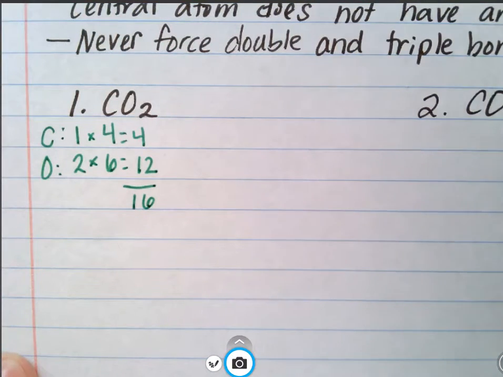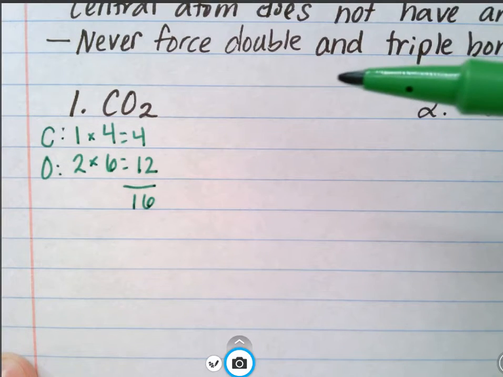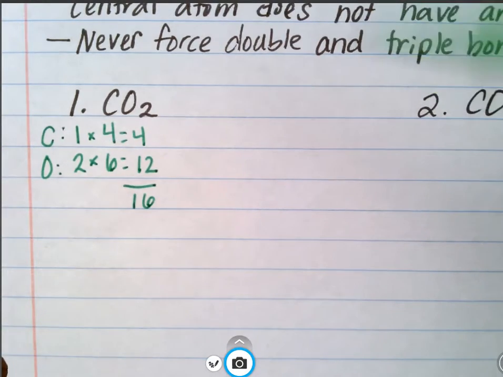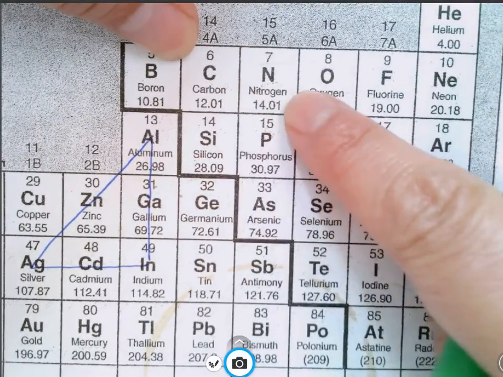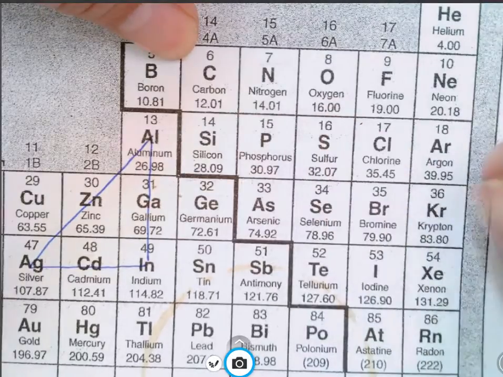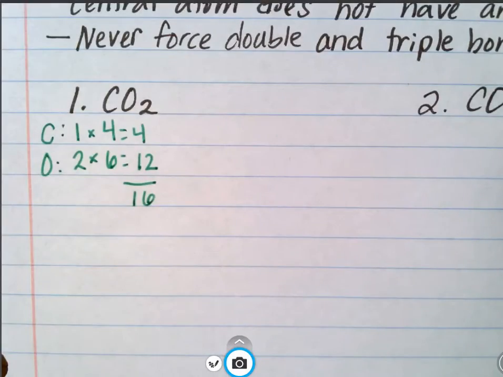All right. Between carbon and oxygen, a couple things. Carbon has a lower electronegativity than oxygen. You just look here, it's further to the left. Oxygen is more electronegative than carbon. Also, there's only one carbon in the formula, so it makes sense for it to be the central atom.